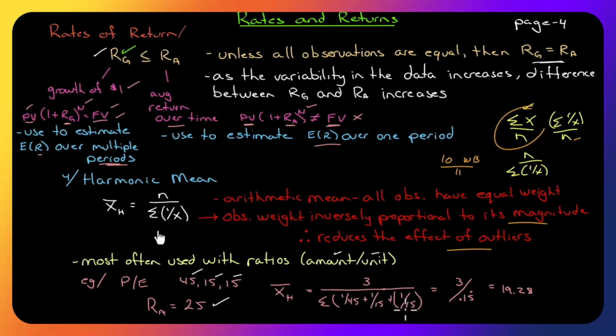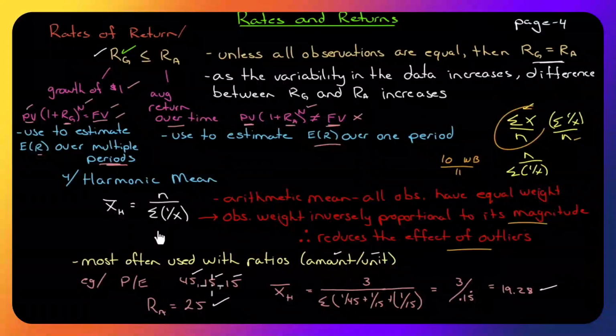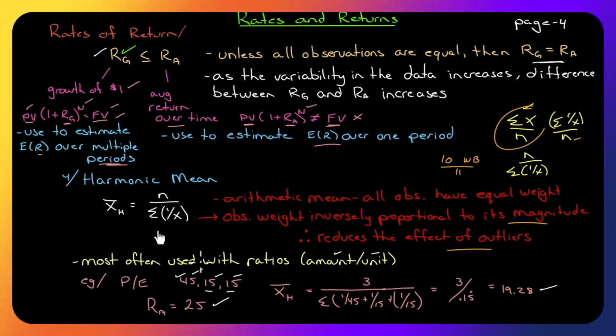You're just adding the 3 up, and that is your denominator. The numerator is n, which is 3. You get 19.28. Closer to the 15s. What it does is it gives less weight to the 45 because it says, well, it's an outlier.